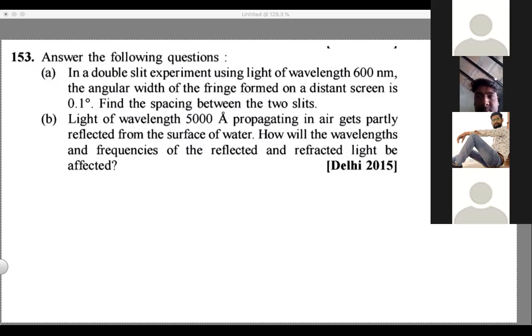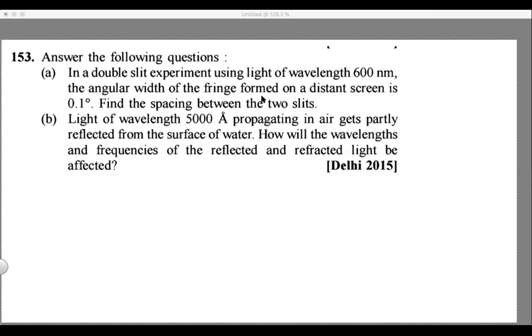In a double slit experiment using light of wavelength 600 nanometer, the angular width of the fringe formed on a distant screen is 0.1 degree. Find the spacing between the slits. Note this question. It is a very simple question, but a lot of students make a mistake in this. This is known, so we have to find d. d is equal to lambda upon theta, and lambda is 600 into 10 raised to the power minus 9.